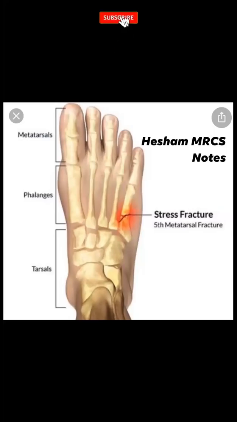Another one, this is foot, and this is fracture at the base of the fifth metatarsal. It is some sort called stress fracture or March fracture or Jones fracture. Fracture at the base of the fifth metatarsal, stress fracture, March fracture, Jones fracture.